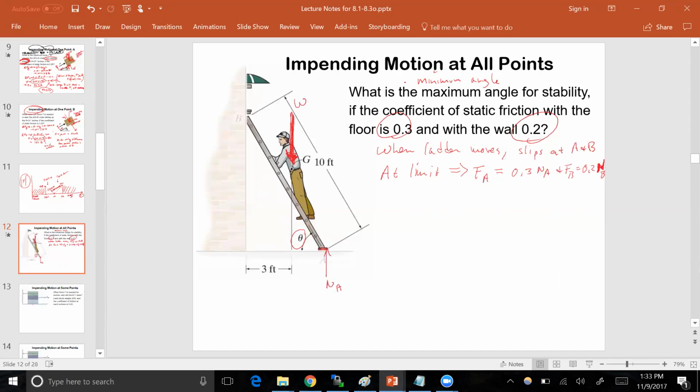And impending motion, which way is impending motion at A? Yeah, the thing's going to start sliding to the right, so the friction force has to oppose that, so the friction force is going to be going to the left. You're going to have a normal force at B, keeping the ladder from tumbling into the wall. And impending motion at B is what? Down, so the friction force at B is going to be pointing up.